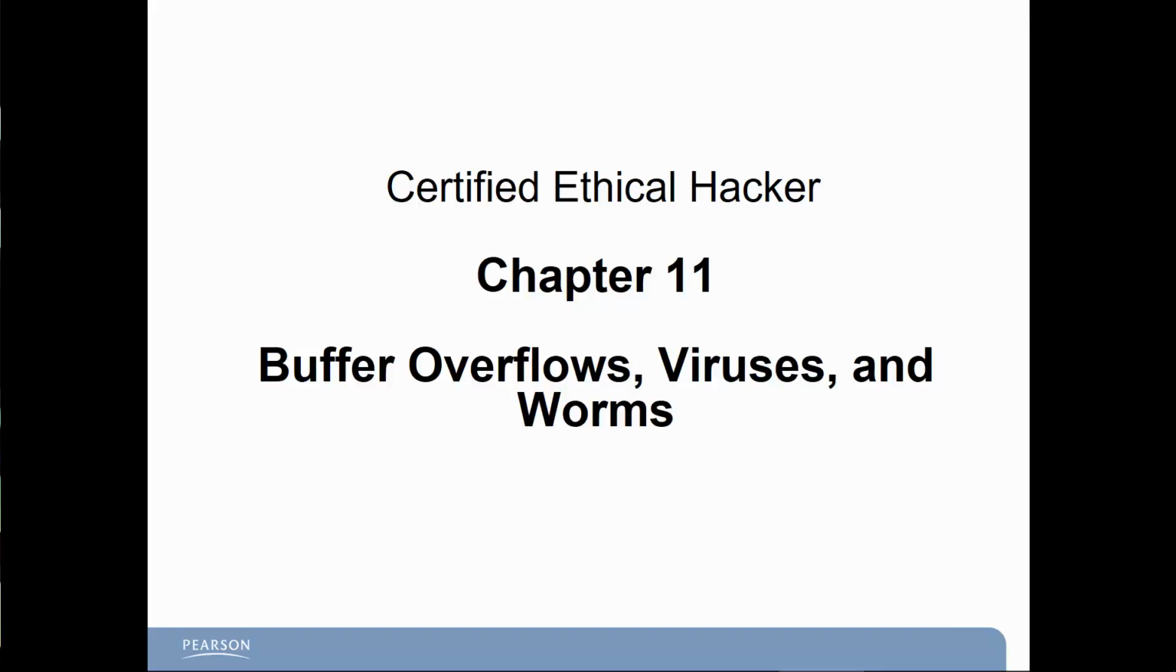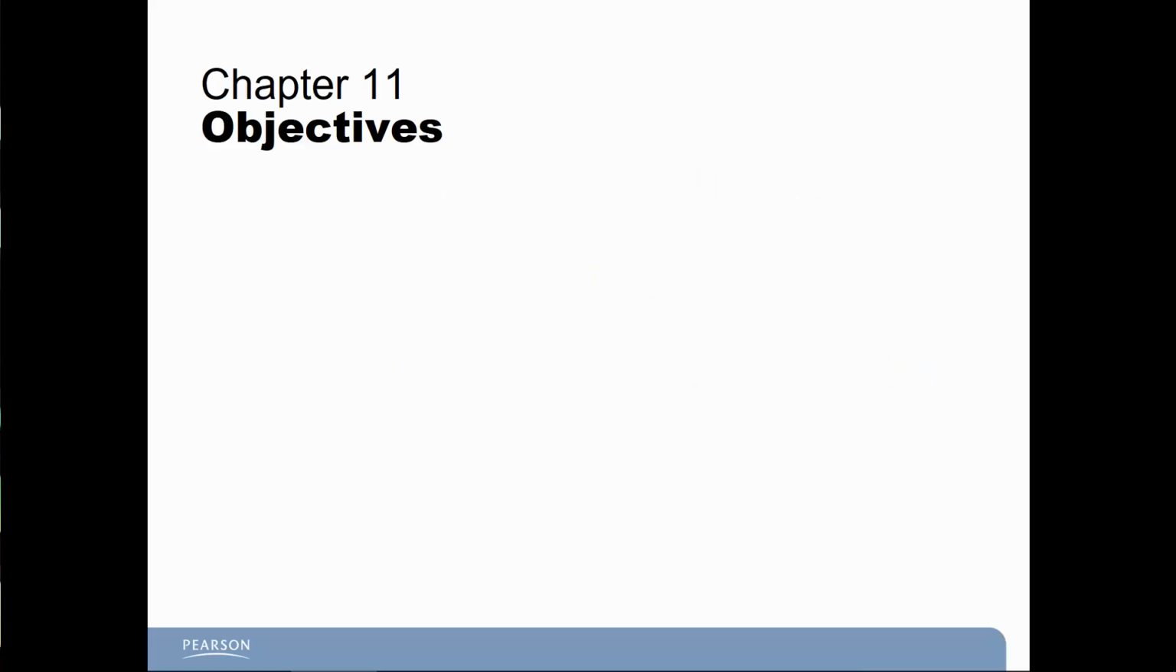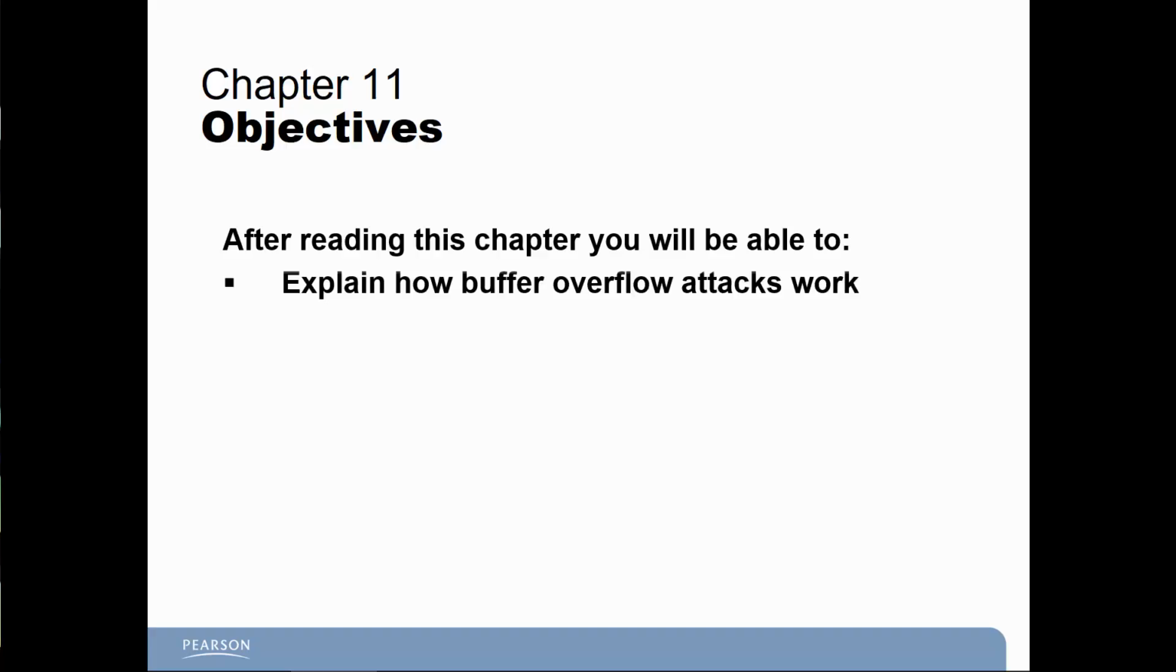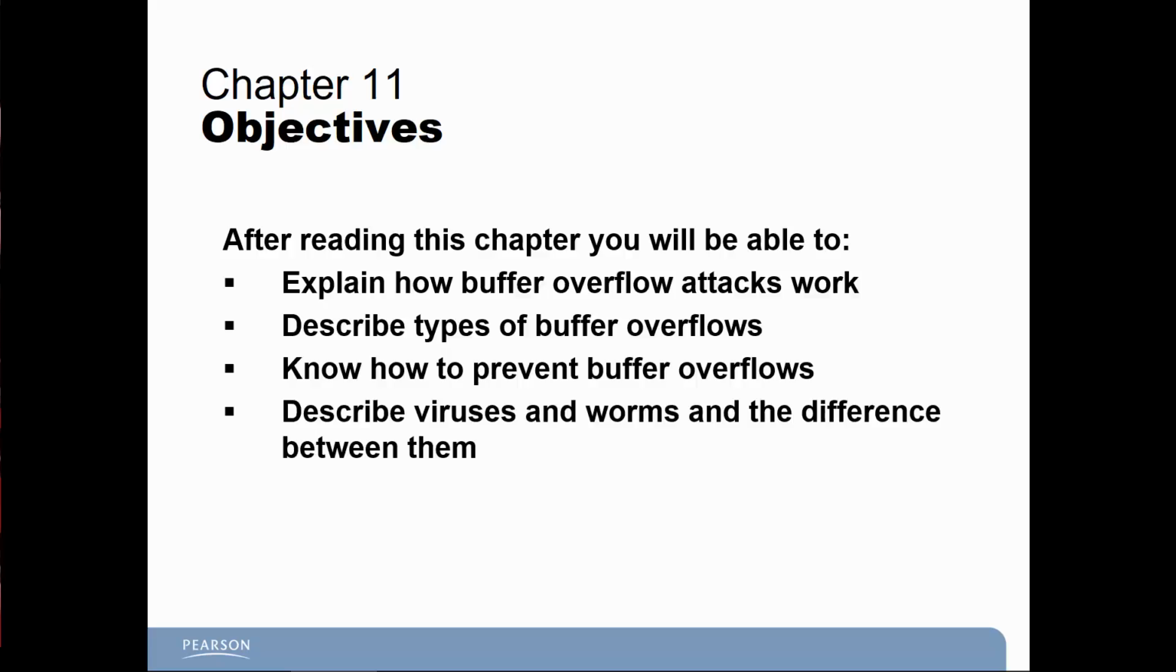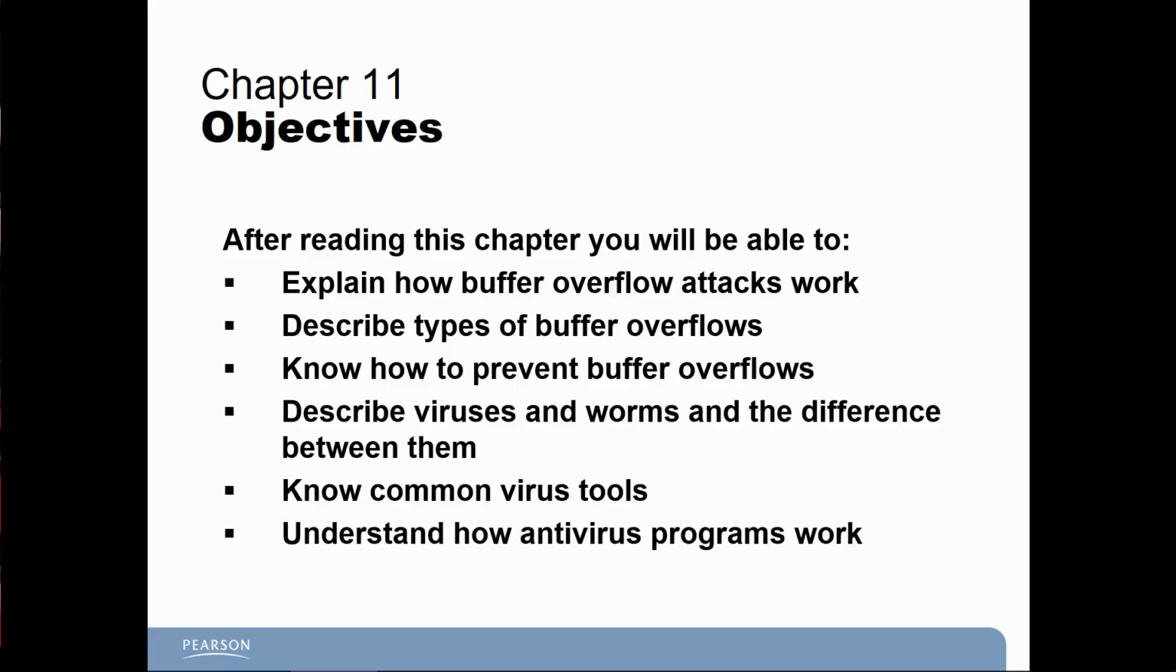This is chapter 7. In this chapter, we're focusing on buffer overflows, viruses, and worms. So the point of this chapter is to be able to explain what a buffer overflow attack is, how they work, describe some different types of buffer overflows, know how to prevent them, describe what a virus and worm are and the differences, know common virus tools, and understand how antivirus programs work.